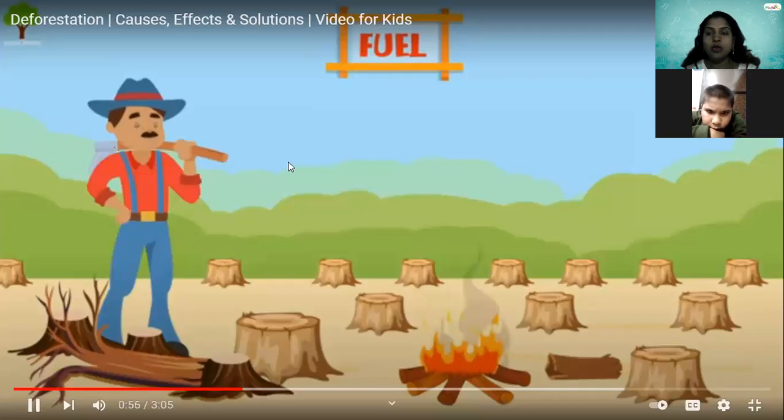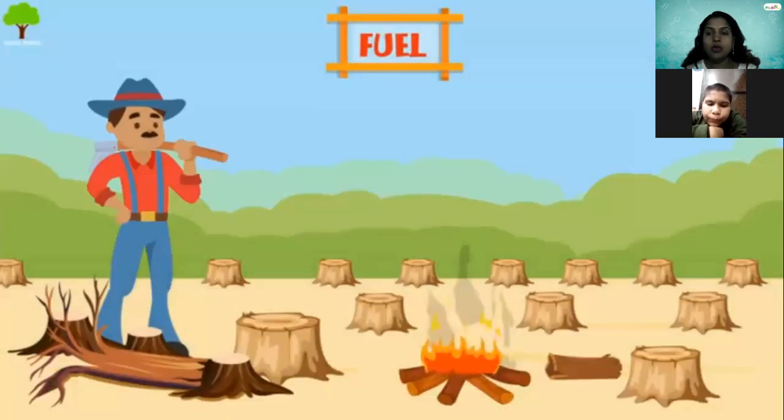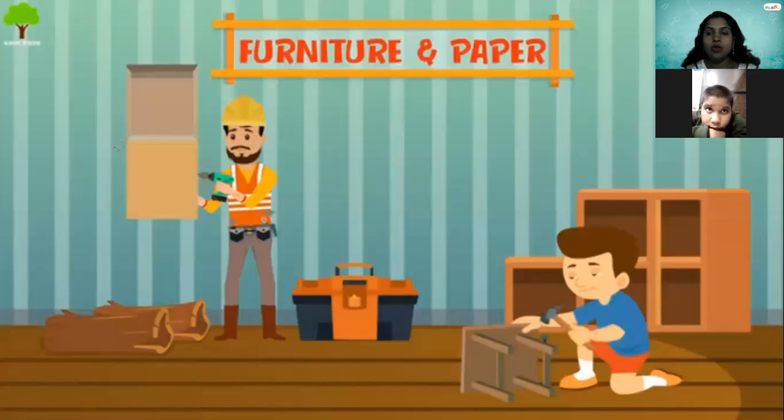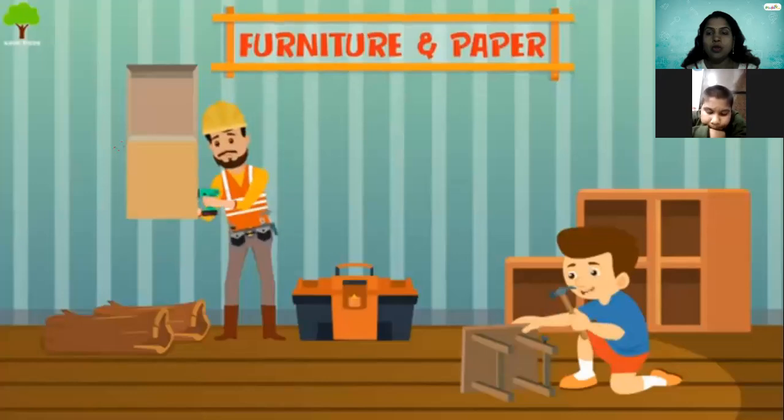It is used as fuel for cooking and other cooking activities. Furniture and paper: trees are also cut to obtain wood. Wood from trees is used to make furniture and paper.